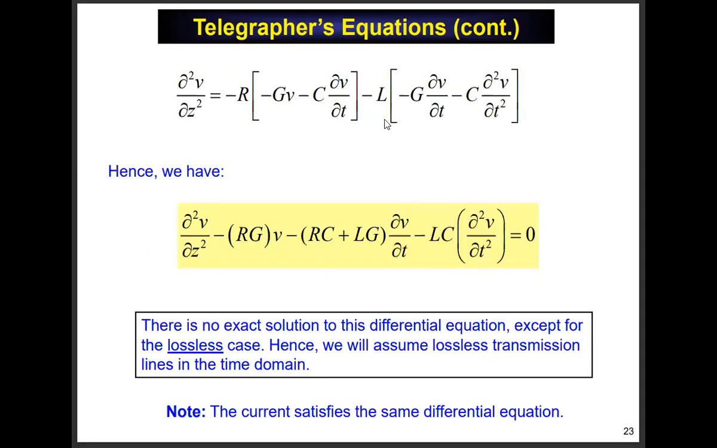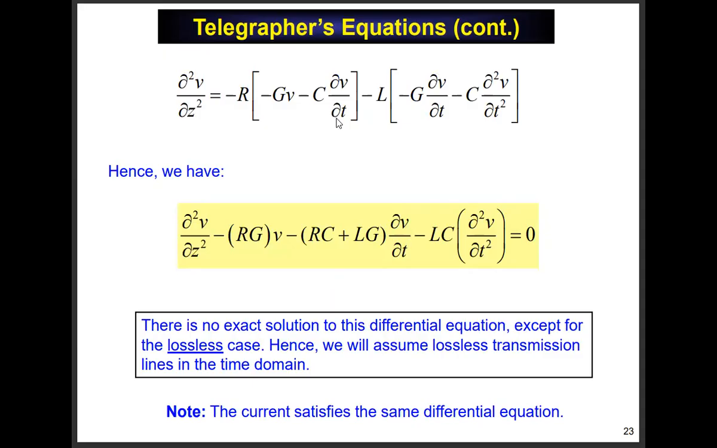Now there it is. It looks kind of messy, but as you can see, it only has V in it, no I. So we were successful. Now it's a second order differential equation because you see it's got a second order derivative with respect to Z and also with respect to T.